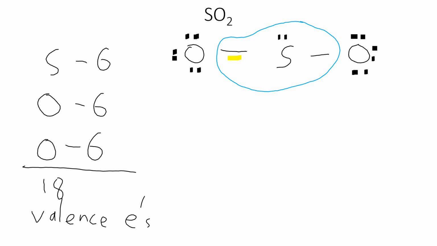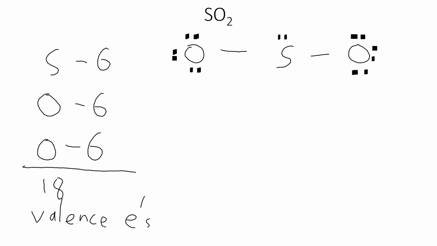We have 2, 4, 6. We don't have the octet rule. We have a different problem. Now you may be thinking, okay, well, I need more electrons, I'm just going to throw in another lone pair on the sulfur. You can't do that. Let's look and see what would happen if you tried to do that.